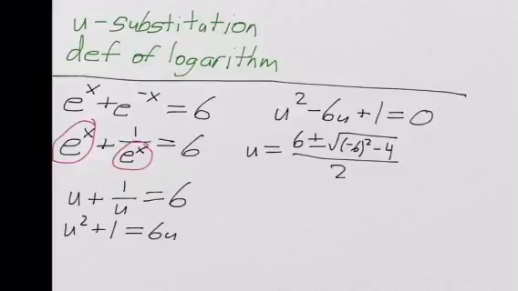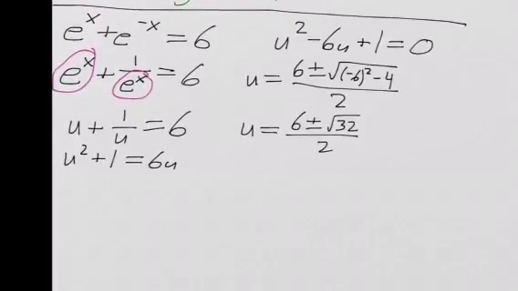Simplifying that a little bit, there's no need for me to simplify this completely. I get u is equal to 6 plus or minus the square root of 32 divided by 2, which means e to the x is equal to 6 plus or minus the square root of 32 divided by 2.